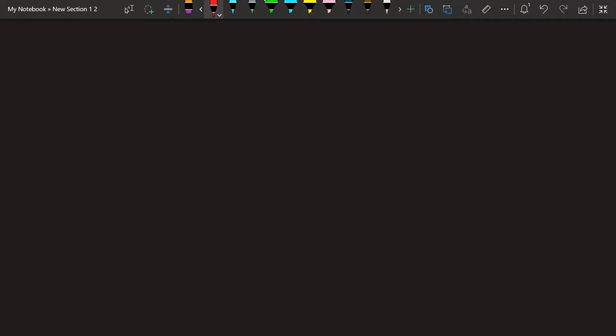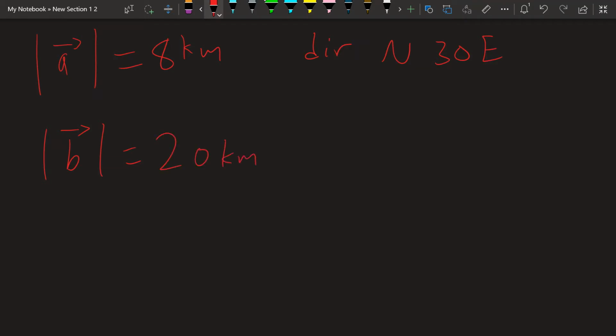It has a magnitude. So you have a position vector A and its magnitude. The absolute value means magnitude, right? Its magnitude is 8 kilometers. Its direction is north 30 east, right? And then they're telling you have a position vector B. Its magnitude is equal to 20 kilometers, and it has a bearing. Its direction is bearing 300 degrees, right? They're telling you find A plus B, express it in I and J, right?